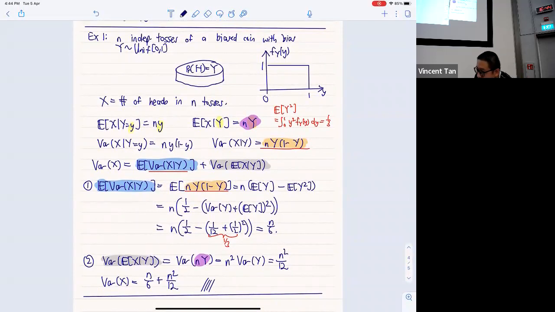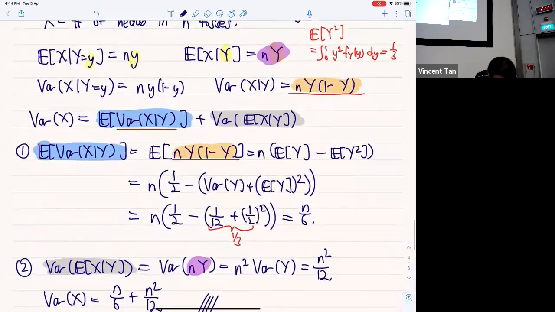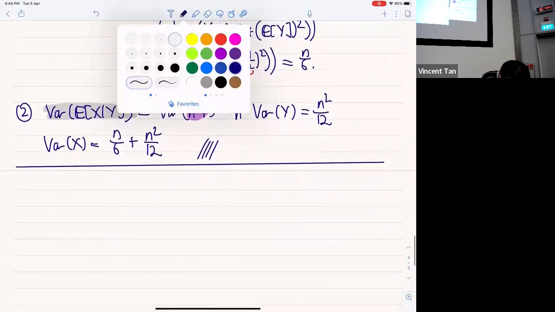Sean, any questions? Yes. Oh, this is a formula. It always holds.